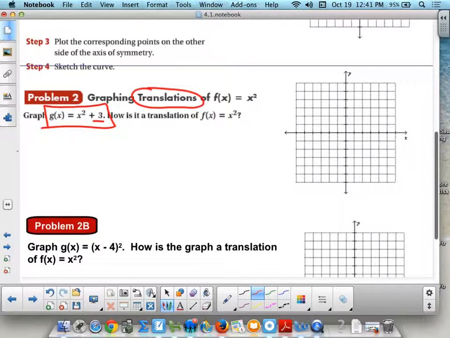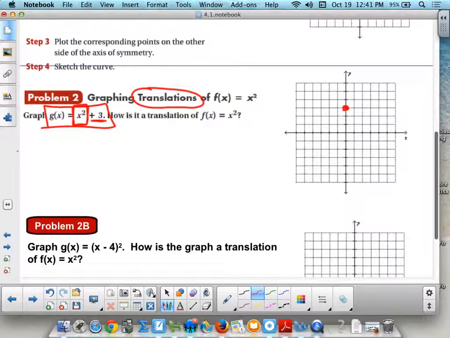Here's the deal. Isn't this your parent right here? That's your parent. And you put a plus 3 in the back, it means take your parent and do what? Up. It's just up 3, is all it is. So if you take your parent, and by the way, your parent always starts at 0, 0, you would go here and call that your vertex. 0, 0 just becomes 0, 3.